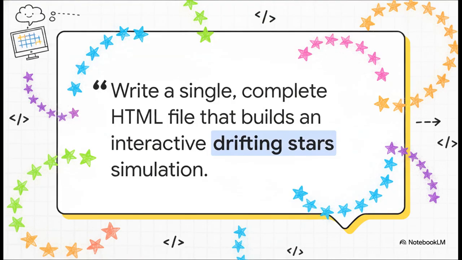So, how do we start? Well, we outsource the heavy lifting. You're going to open up your favorite AI assistant, could be Claude, ChatGPT, DeepSeek, whatever you like, and you feed it this exact prompt. Tell it to write a single, complete HTML file for an interactive drifting stars simulation. You specifically want a clean, dark container using the hex code 0A1A0F for that perfect midnight black.